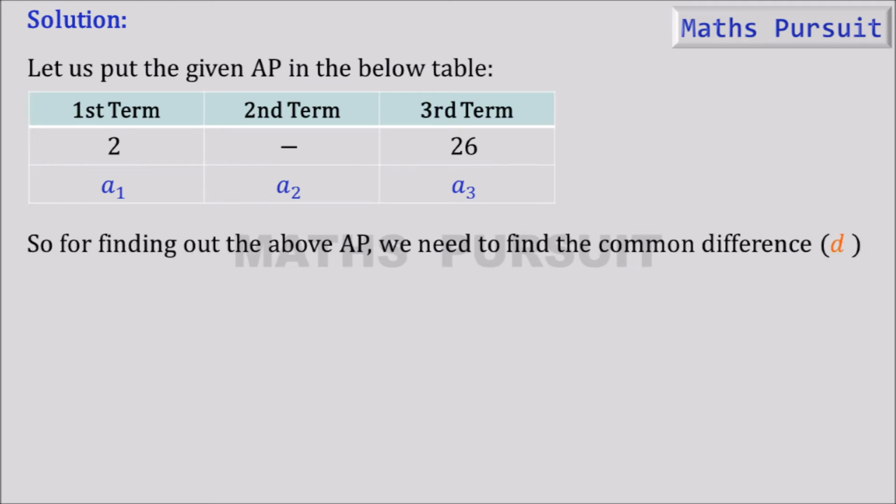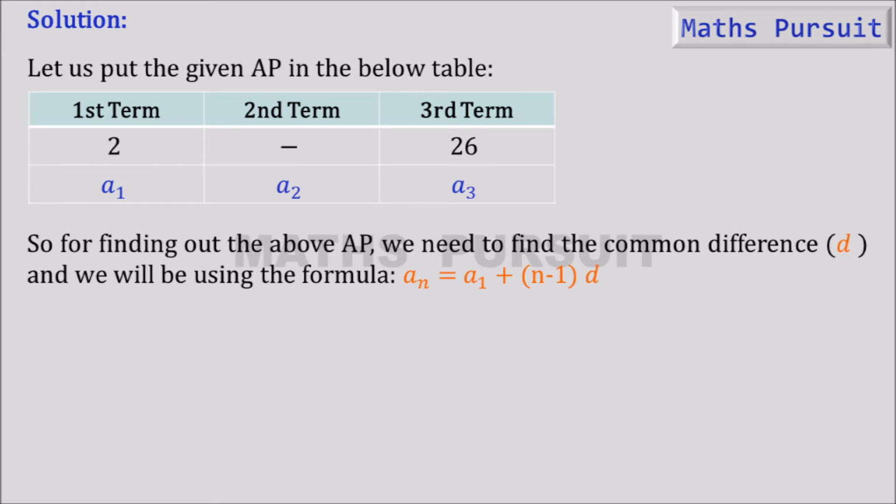So for finding out the above AP, we need to find out the common difference. Guys, as usual, we always know that in order to find out an arithmetic progression, we need to first of all find out the common difference. So we'll be using the formula here: An is equal to A1 plus (n minus 1) into D. As usual, guys, you could see that this formula is coming into the picture in each and every question. So this is one of the most important formulas that we need to remember.